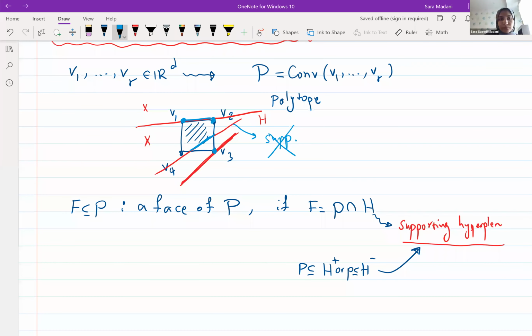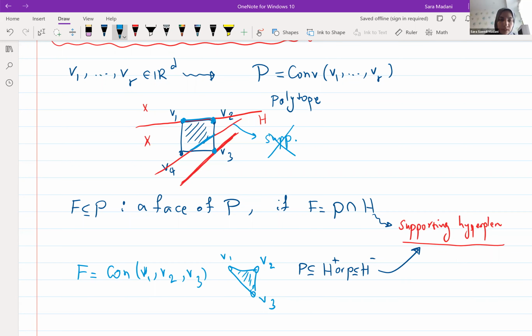And yeah, and also as another example, maybe just here, if I take F to be the convex hull of V1, V2, V3. So we know that the convex hull of these 3 points is just this triangle, right? This is a polytope, but this is not a face of my polytope because we cannot find a good supporting hyperplane that supports this face.